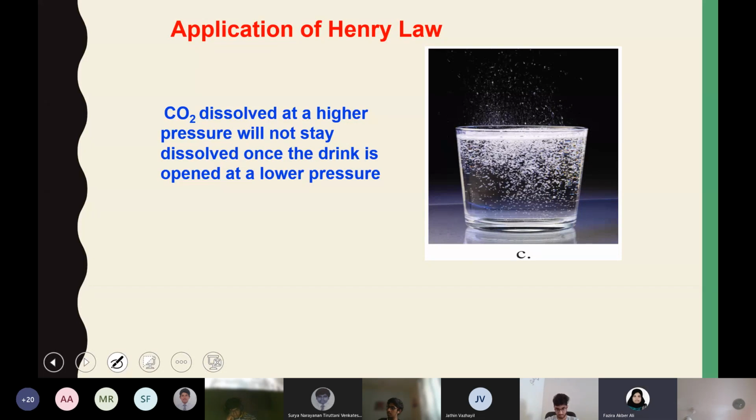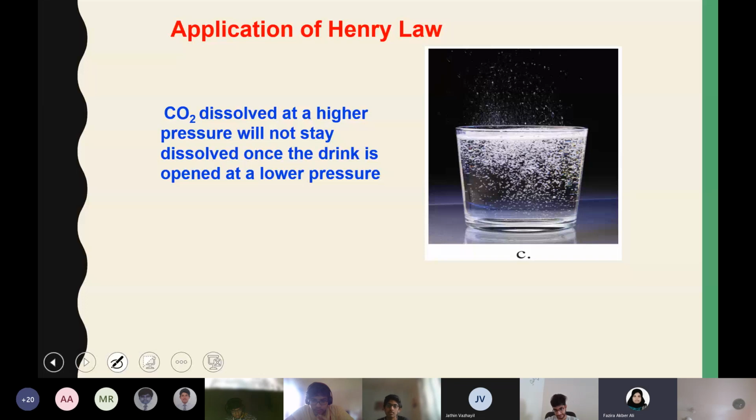So that is one application of Henry's law, and it's very easy, and you have seen it most of the time. I don't know how frequently you're using it, but still you are aware of it. Whenever you open any aerated water or cola drink, the carbon dioxide moves out, oozing out very easily. And the reason for this is that at lower pressure, the solubility is less.